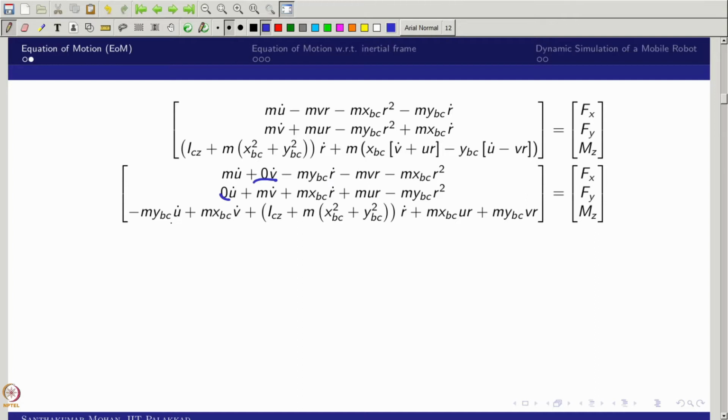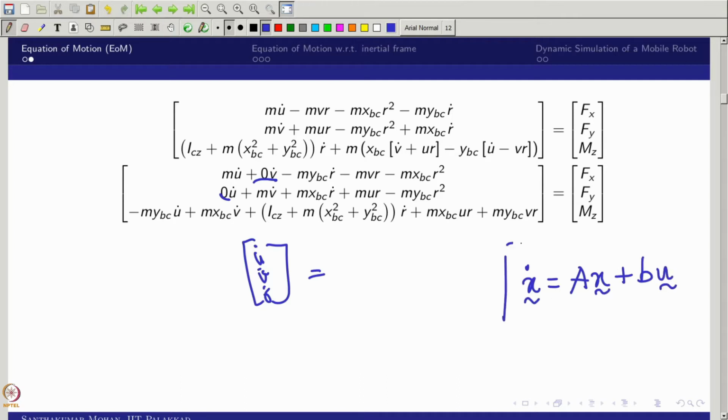So this is the overall idea. Now what I can do is segregate the u dot, v dot and r dot, put the remaining terms on one side, and rewrite this equation. This is what I wanted. So you can write x dot as Ax plus Bu, where these are all vectors. This is what we call state space form.